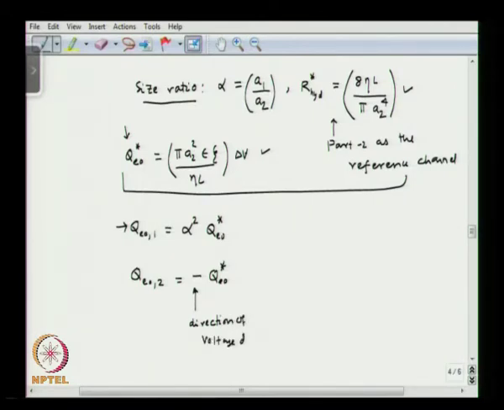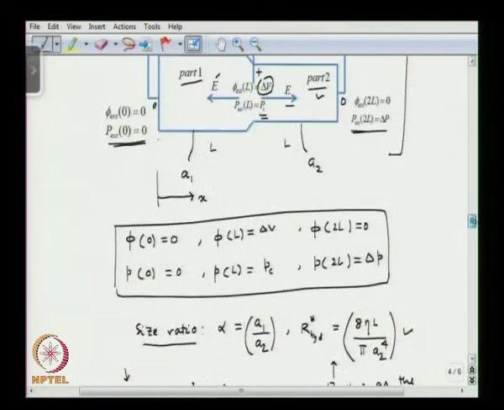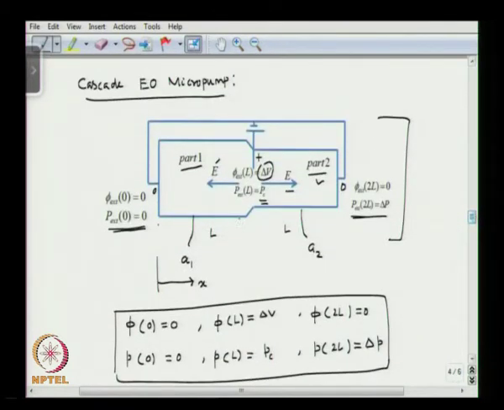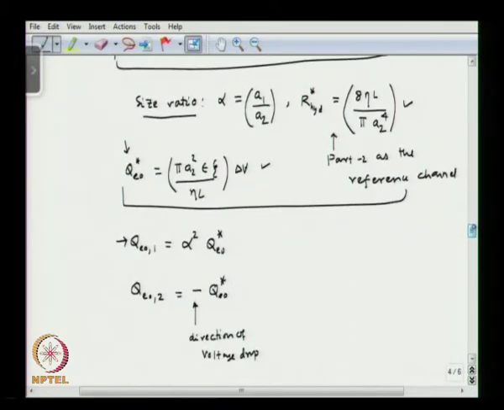So as I told, the zeta potential is positive, okay. So the electroosmotic flow occurs in the direction opposite to that of the electric field. So in channel 2 electroosmotic flow occurs in this direction, in the negative x direction, and in channel 1 the electroosmotic flow occurs in this direction, and that is the reason, since it occurs in the negative x direction, we get a negative sign there, okay.